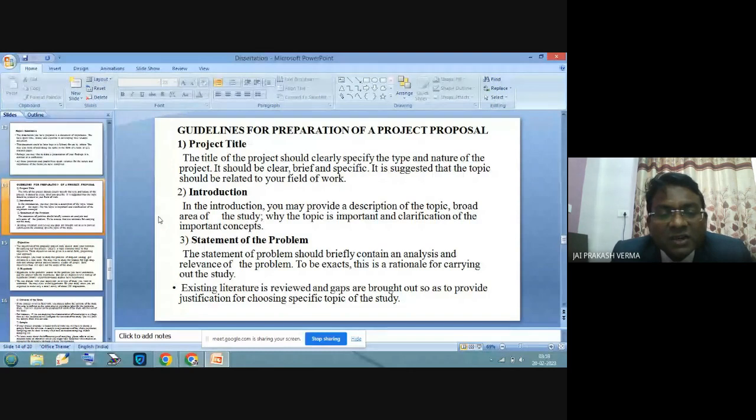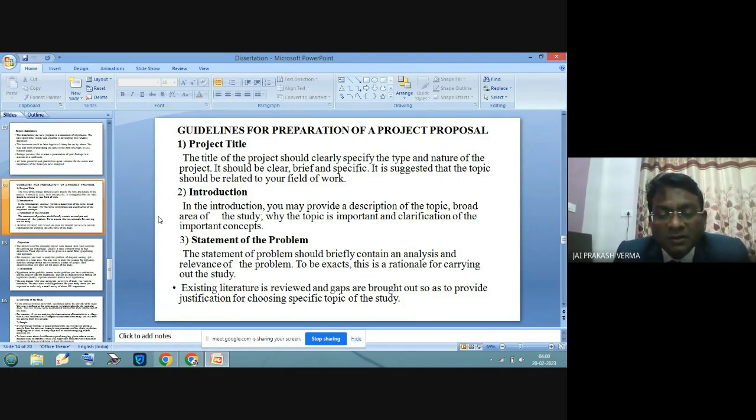The next is the statement of the problem. Research gap, we have already discussed that. The statement of the problem should briefly contain analysis and relevance of the problem. To be exact, this is the rationale for carrying out the study. Existing literature is reviewed and gaps are brought out so as to provide justification for choosing a specific topic of the study.